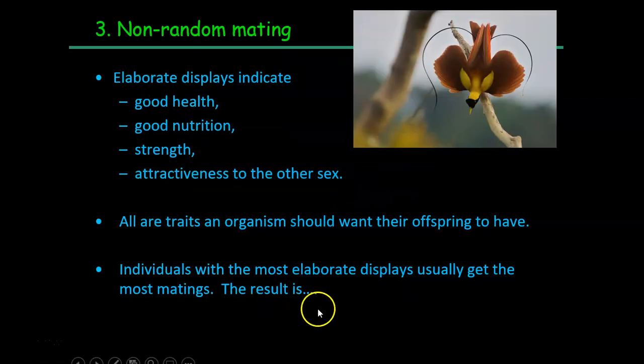To give you some examples of the results of non-random mating, this is a bird of paradise. I believe this is the greater bird of paradise. I should know all my names, but there's 30 some odd birds of paradise. They have all these fancy feathers and do these elaborate songs and dances in the canopy of the rainforests of Papua New Guinea and adjacent regions of the South Pacific.